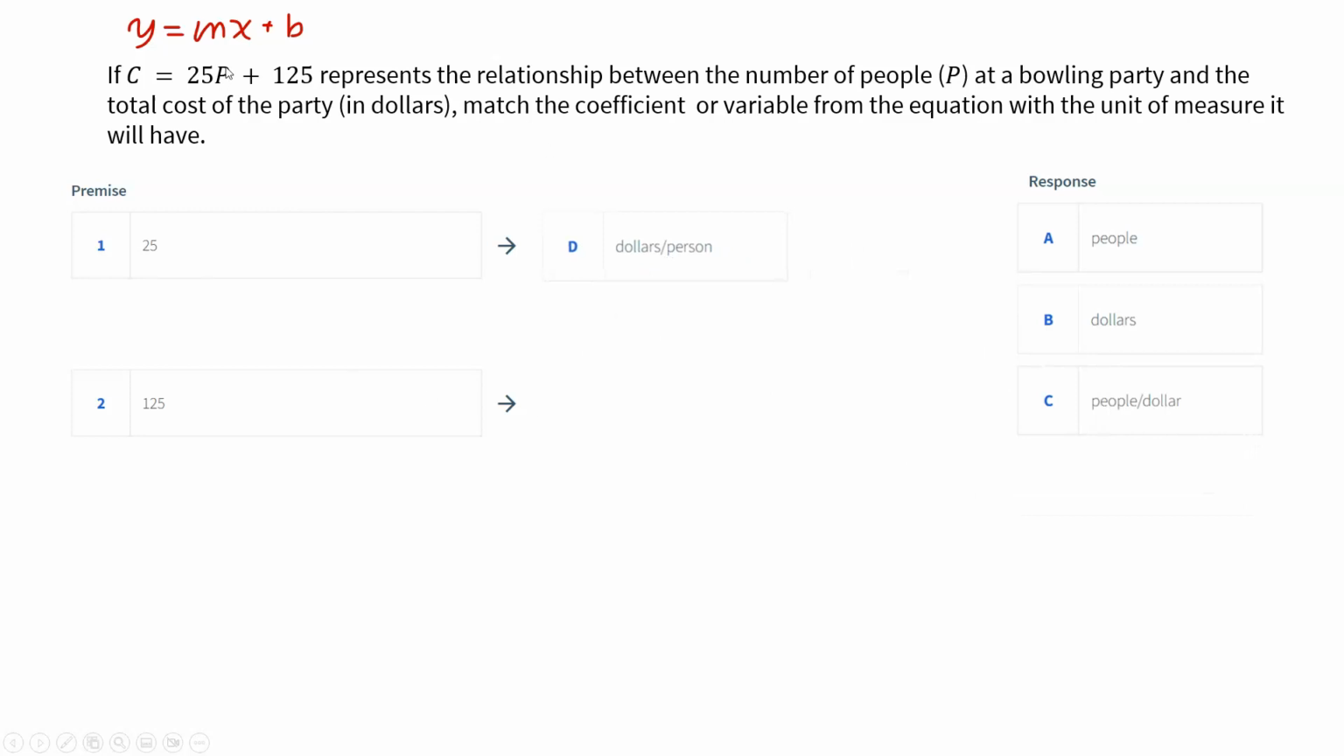Of course, this would turn into number of dollars, and this should be the initial amount in dollars. It's probably a fee that you had to pay to get the lanes that you needed to get, and then you would pay per person. So this would be the initial fee, and this should be in dollars. And so those are the units of measure that you would have for these two values. Of course, P would be in people, C would be in dollars as well.